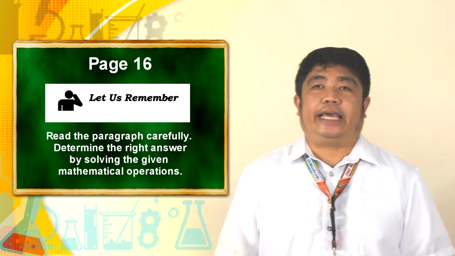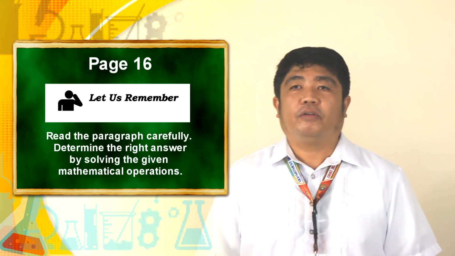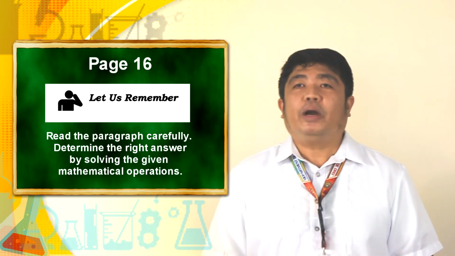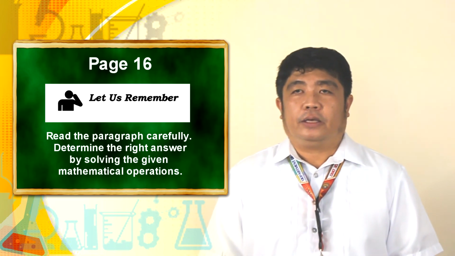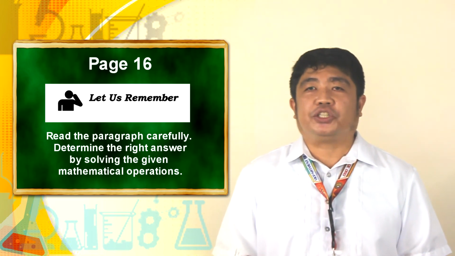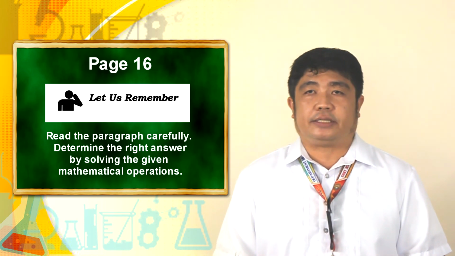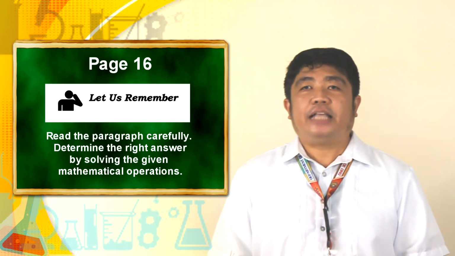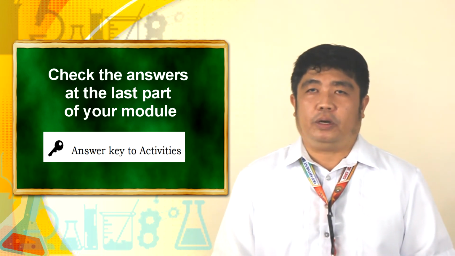On page 16, you will find the Let Us Remember part of your module. In this activity, you are going to read the paragraph carefully. You can determine the right answer by solving the given mathematical operations. Again, after honestly answering this, you may check the answers at the last part of this module.